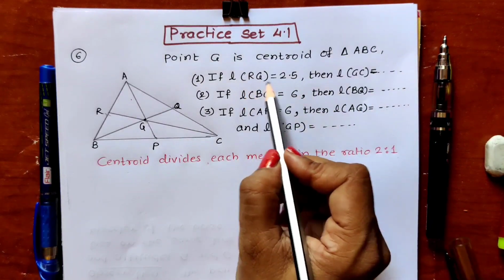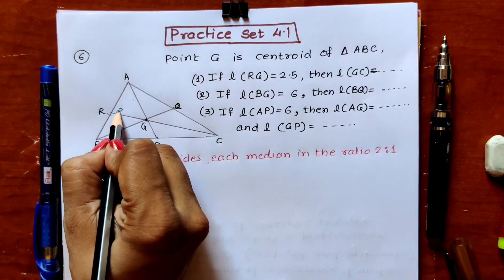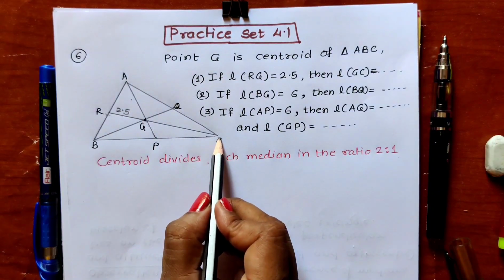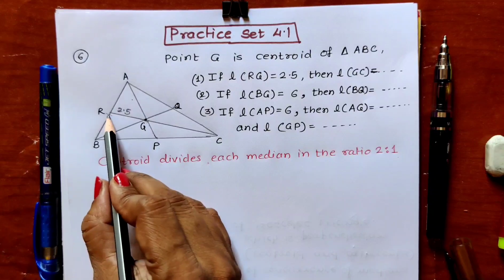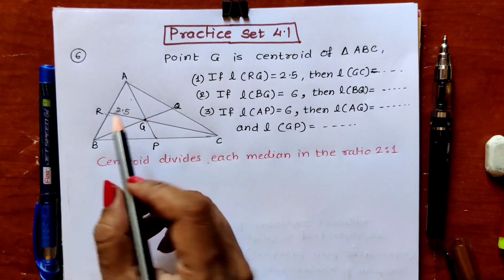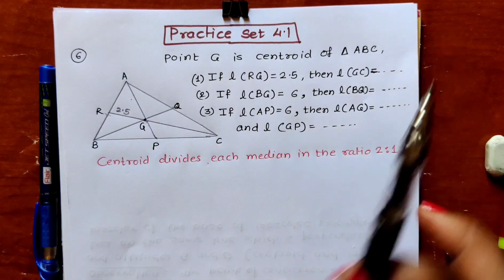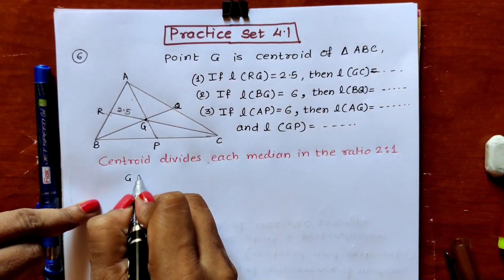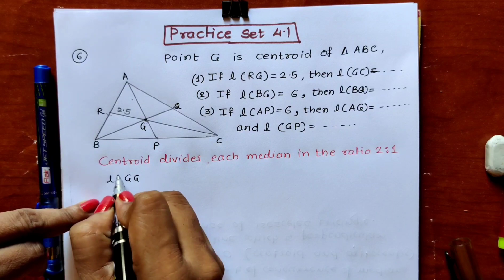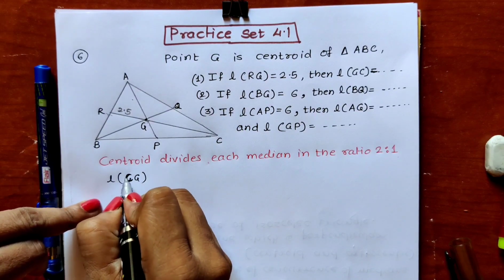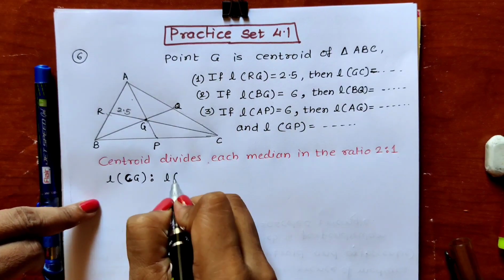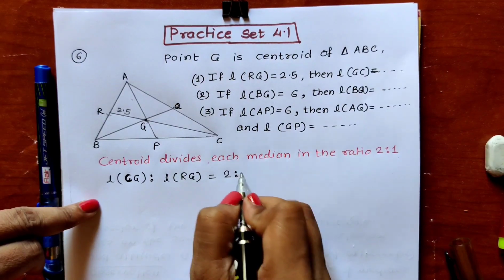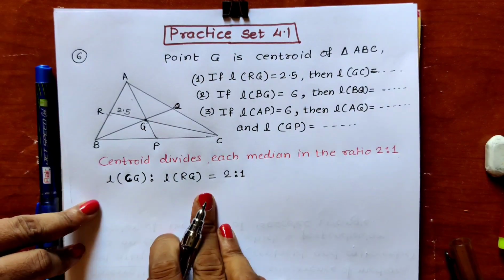So RG is given to us as 2.5, and we can see that CG is the bigger distance than RG. So CG will be double of RG. Here we can write this ratio: length CG to length RG will be 2:1.